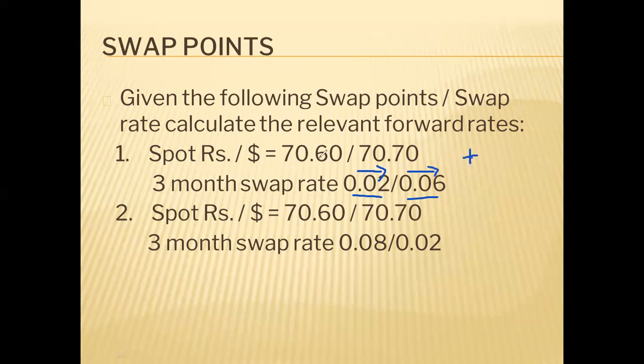Bid side you will add to the bid rate. Ask side you will add to the ask rate. If you see illustration number 2, here swap points are decreasing. See, from 0.08 it is becoming 0.02. So it is decreasing in nature. It is in descending order. So in this case, we will have to subtract it from the spot rate. So this is the rule for how you have to apply it.